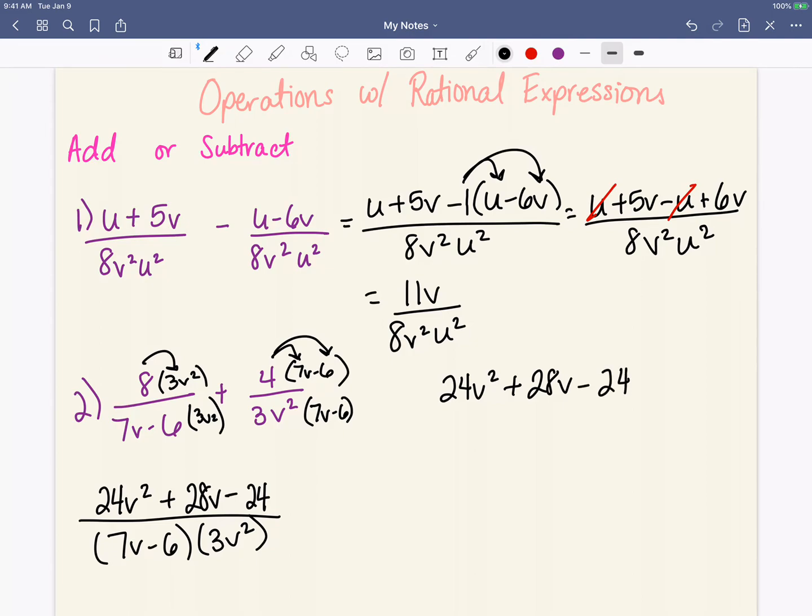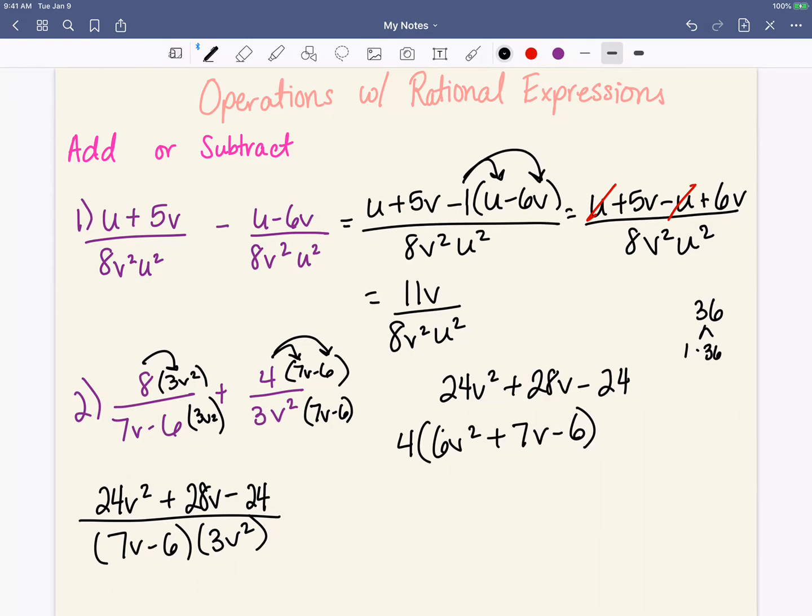Now all of these do have a greatest common factor, and that's actually 4, right? So if I want to divide all these by 4 to get some smaller, more manageable numbers, I take my 4 out. 24 divided by 4 is, we already said it was 6, so 6v squared plus 7v minus 6. Now I'm going to go ahead and, like I said, multiply my 6 times 6, which is 36. I'm going to write down the factors of 36.